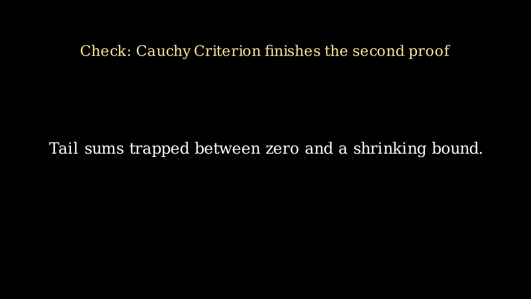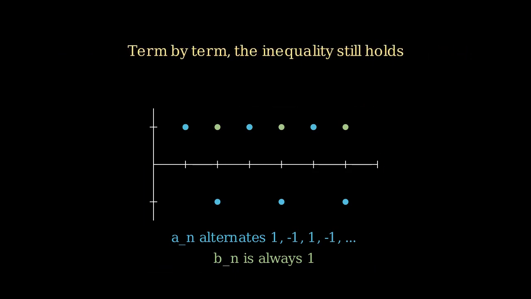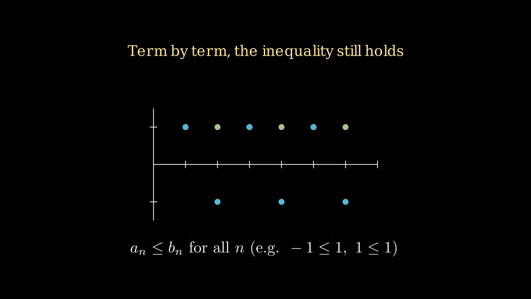Now here is a warning example showing why the terms must be non-negative. Take the smaller sequence to be an alternating sequence going 1, -1, 1, -1, and so on. Take the larger sequence to be the constant sequence, always equal to 1. Every term of the alternating sequence is indeed less than or equal to 1, so the inequality between the two sequences holds term by term, just as the test requires on the surface.